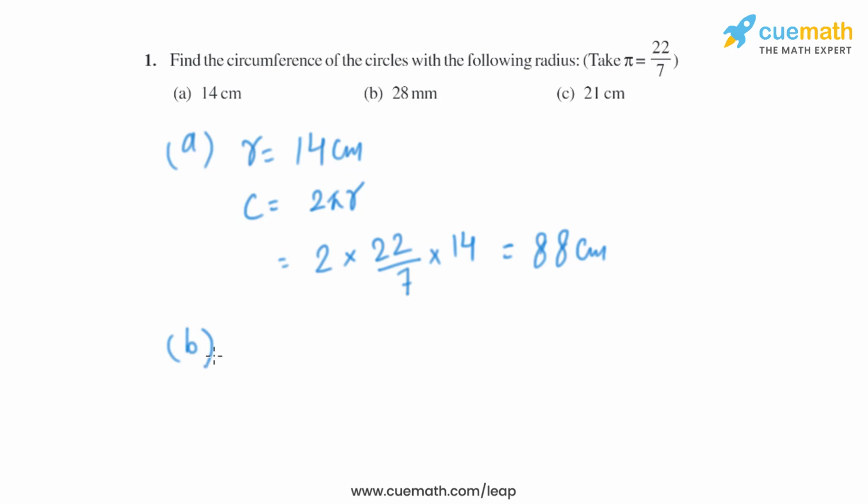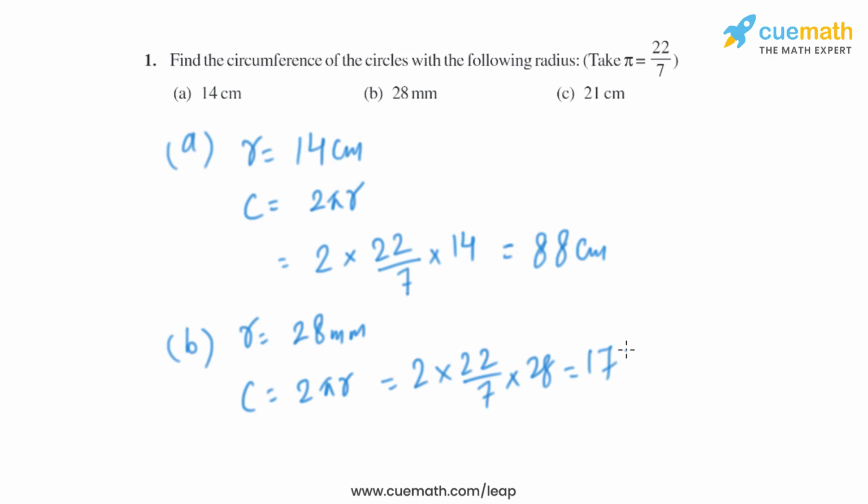Now let's move on to the B part. The radius that is given is 28 millimeter. Now we know the formula of circumference, that is 2 pi r. Let's put the value of radius. So it will become 2 into 22/7 into 28. So the final answer after solving this, we will get 176 millimeter. Be careful about the unit, as this time the radius is given in millimeter. So the final answer will also be in millimeter.